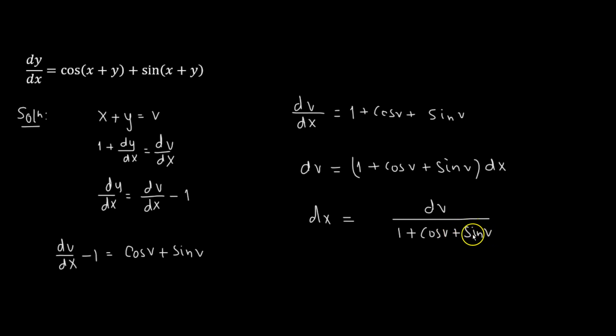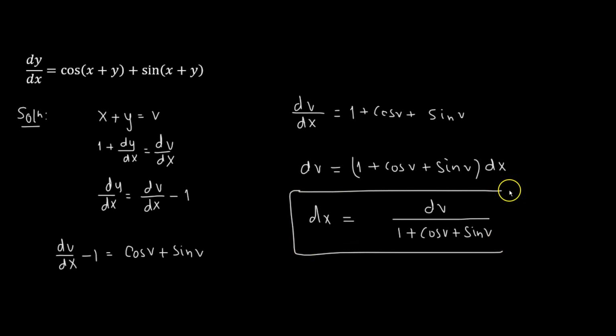So here we can see that the coefficient of the differential dv is purely a function of v, and the coefficient of dx is 1, which is a function of 1. So that means we have a differential equation in the variable separable form. That means now we can integrate both sides. So let's perform the integration. Integral of dx equals the integral of dv divided by 1 plus cosine v plus sine v.